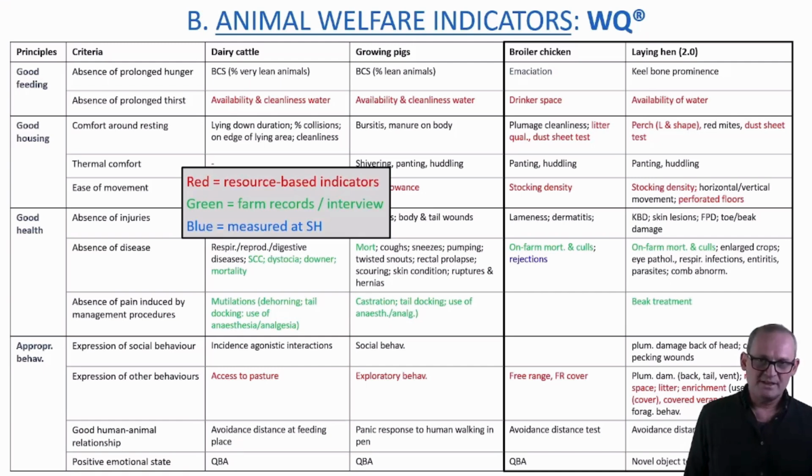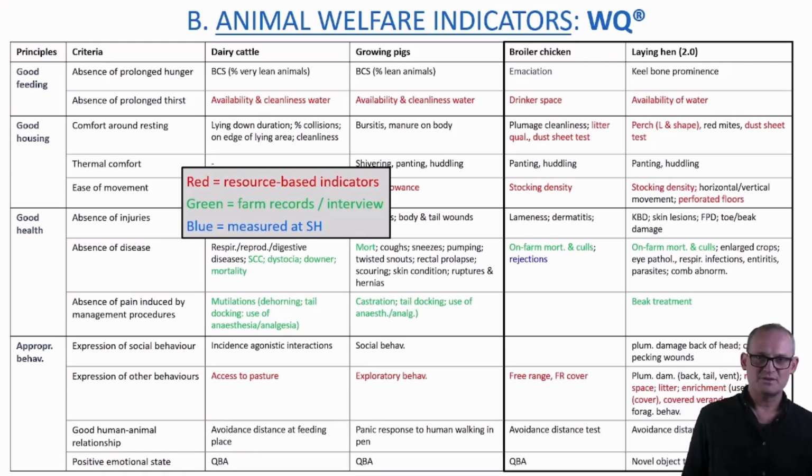You also see the green indicators. These are indicators that need to be derived from farm records or from talking to the farmer. It's actually information the farmer needs to give you or that you have to retrieve from farm records. The reason I indicated that in green is because there could be a problem with reliability. It's one of these indicators for which we rarely have information about how reliably that information has been collected and can we really trust that.